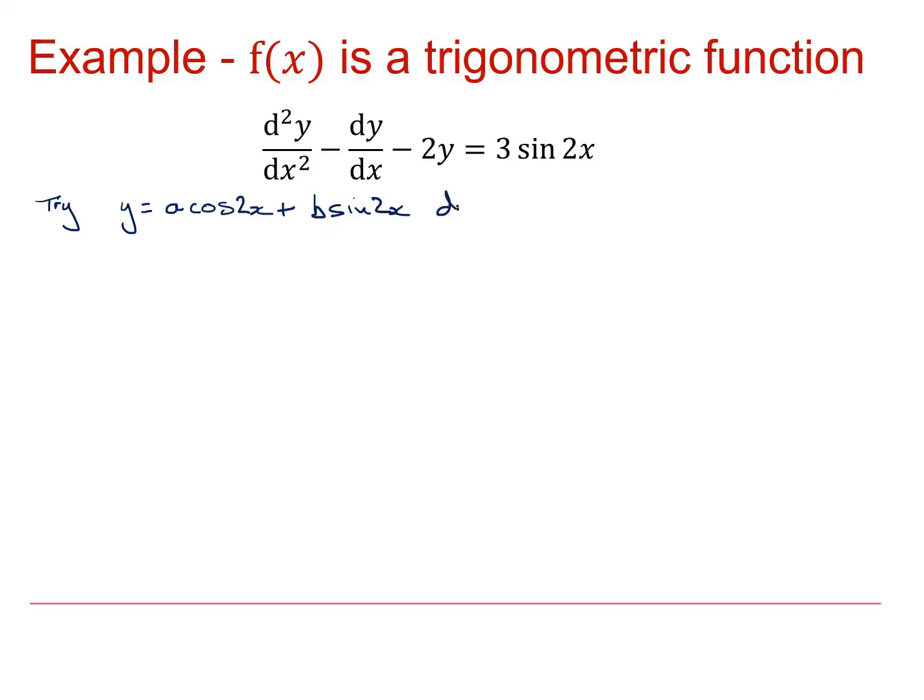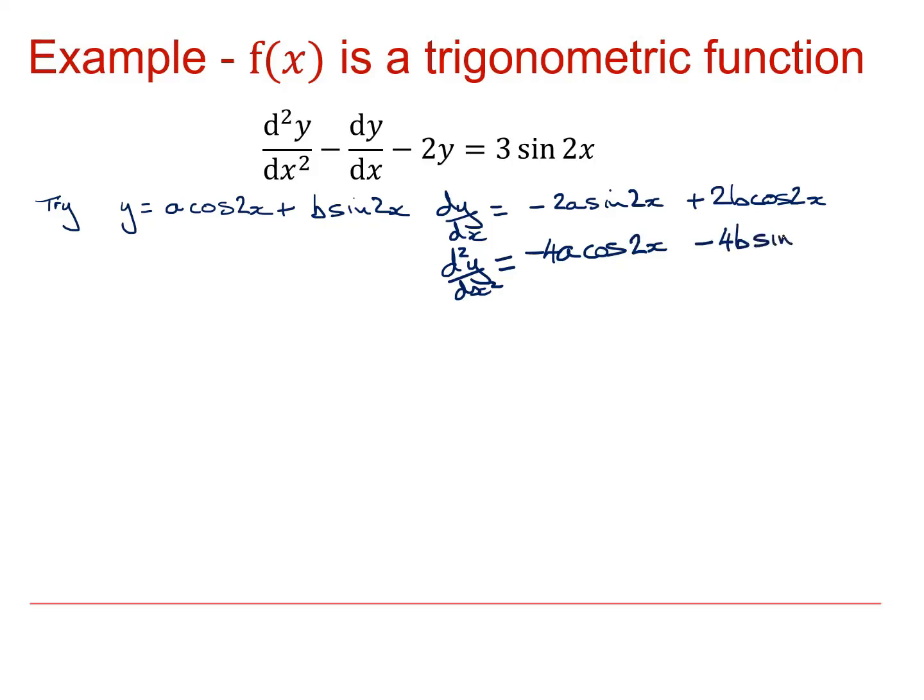So if I differentiate that, the first derivative is going to be, differentiate cos, I get minus sine, so I'm going to get minus 2a sine 2x, and then differentiate sine, I just get cos, so I'm going to get plus 2b cos 2x. So the second derivative is going to be d2y by dx squared, which is minus 4a cos 2x minus 4b sine 2x.